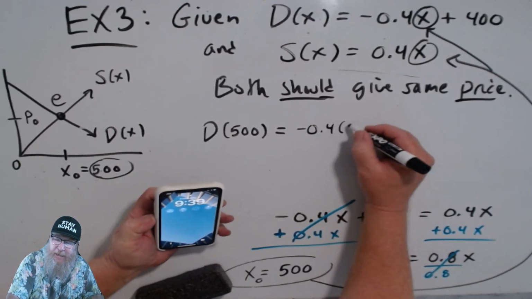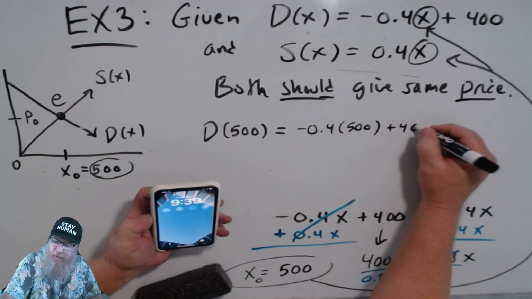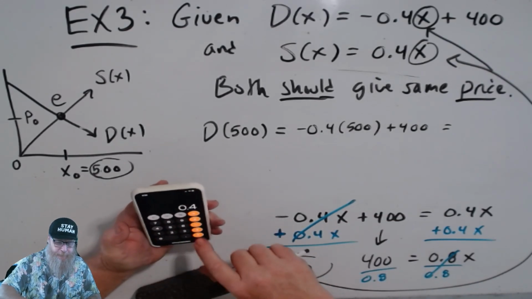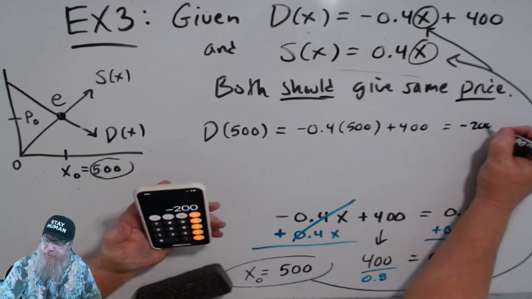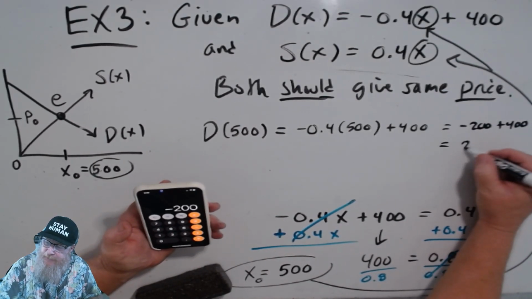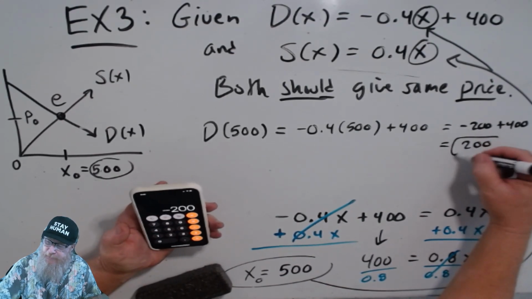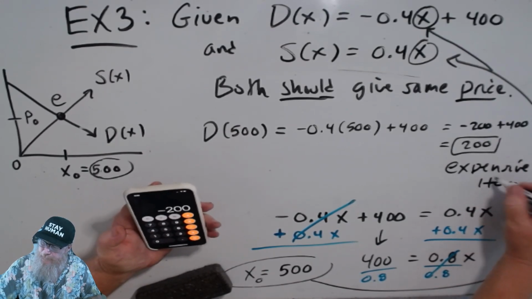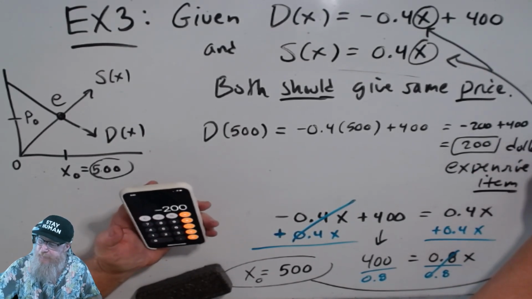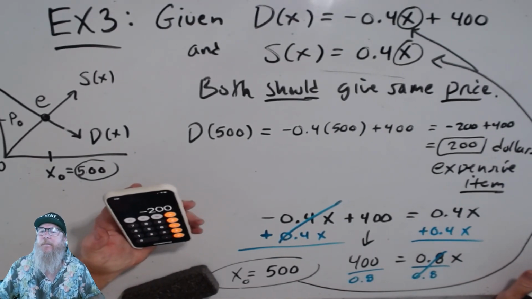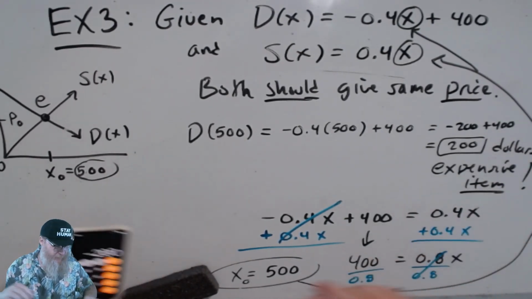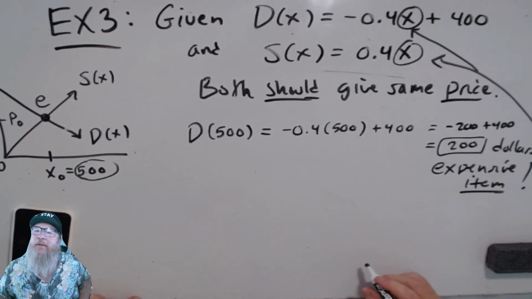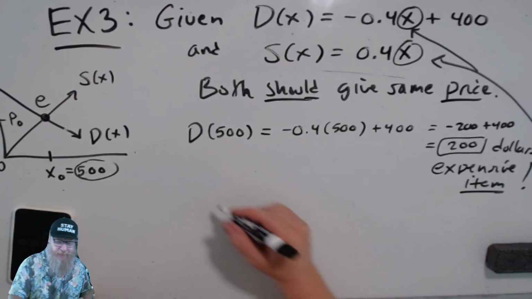Negative 0.4 times 500 plus 400. Negative 200 plus 400 is $200. Wow, that's an expensive item. Right, $200. Well, I don't know. Is $200 expensive? It depends. Compared to the last thing we were selling, which was a $12 item.